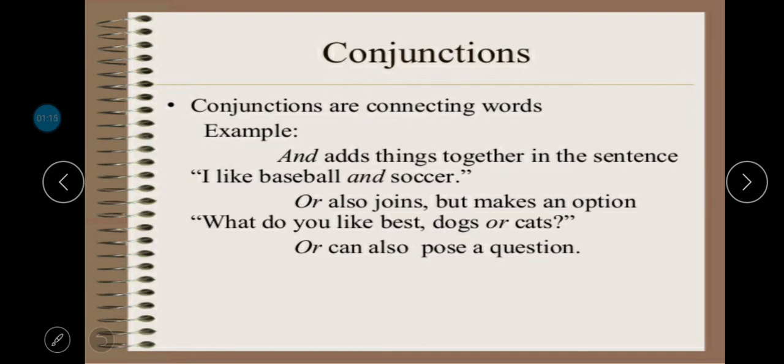or also joins but makes an option. What do you like best, dogs or cats? Or can also pose a question. So, children, it's not only and which joins things together in a sentence, or is also used to join. But when we join two things using or, it gives us an option. Is that clear? So, we can say that and, or both are known as conjunctions.